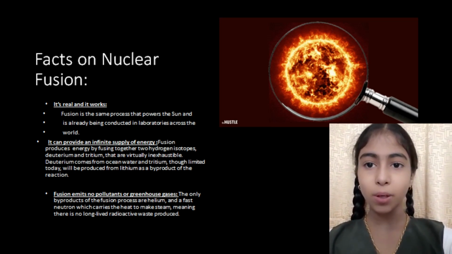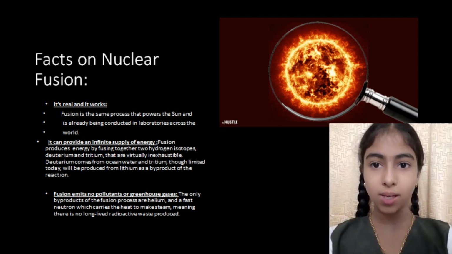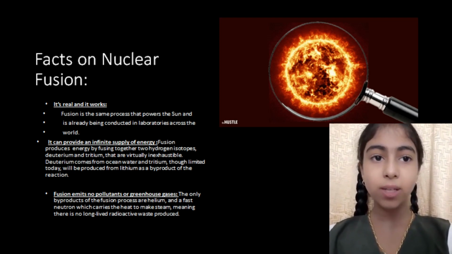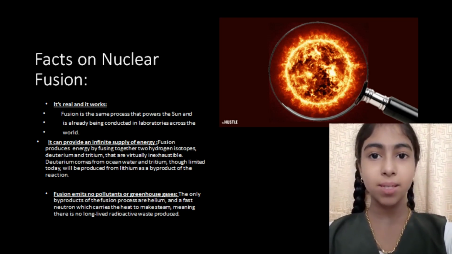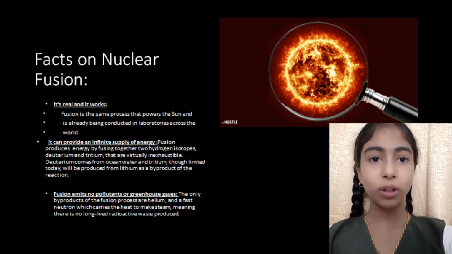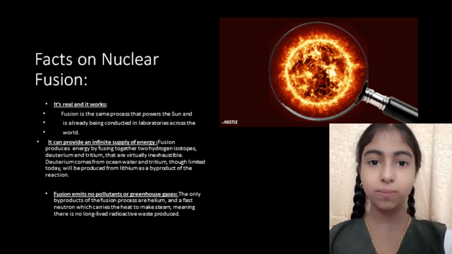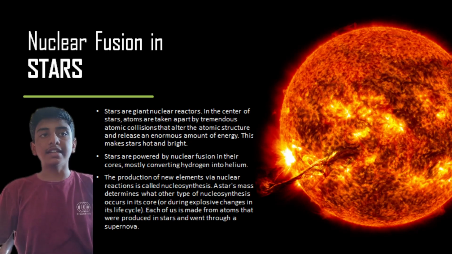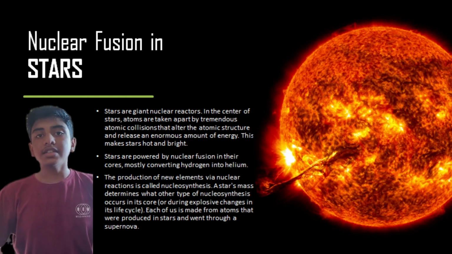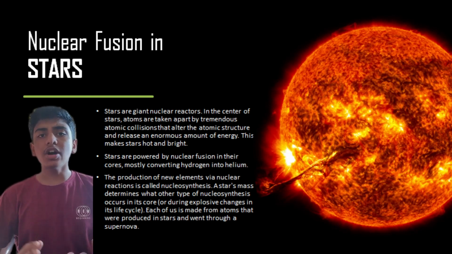The byproducts of this fusion process are helium and a fast neutron. This fast neutron carries the heat to make steam. Hence, no long-lived radioactive waste is produced. Nuclear fusion in stars. Stars are giant nuclear reactors. In the center of the stars, atoms are taken apart by tremendous atomic collisions that alter the atomic structure and release an enormous amount of energy. This makes stars hot and bright.